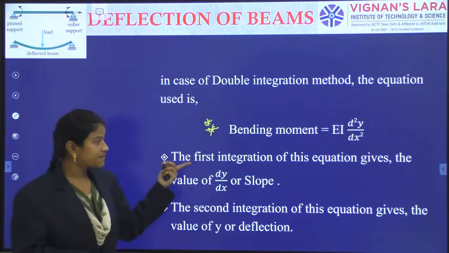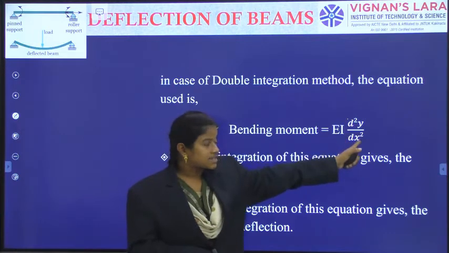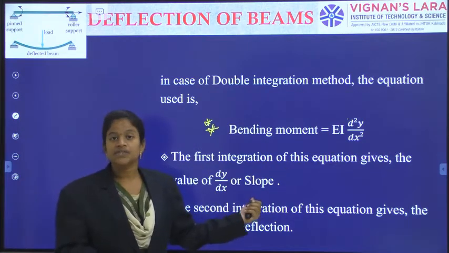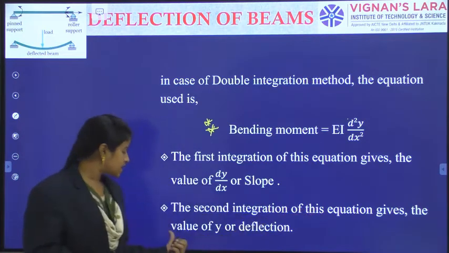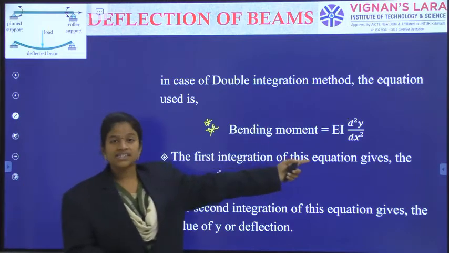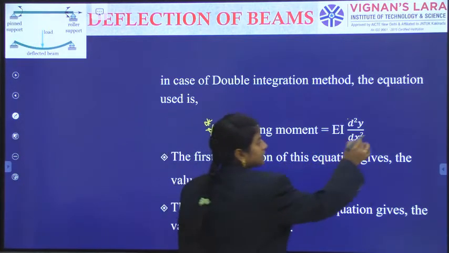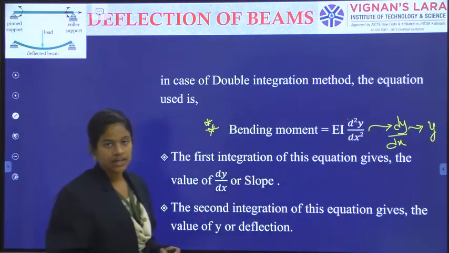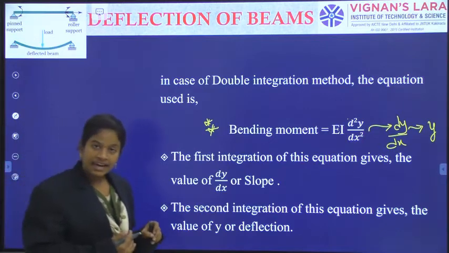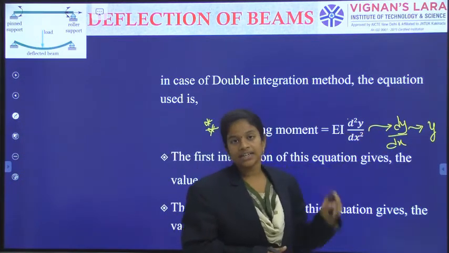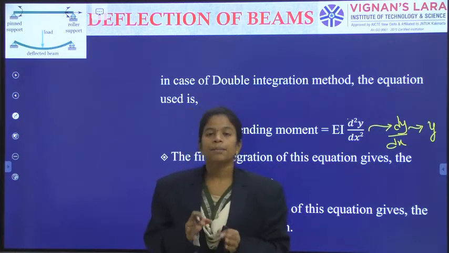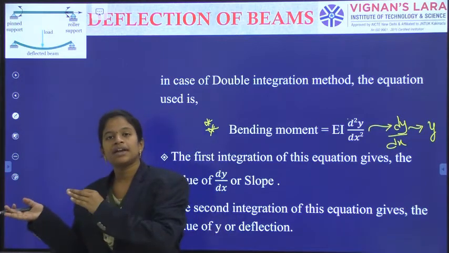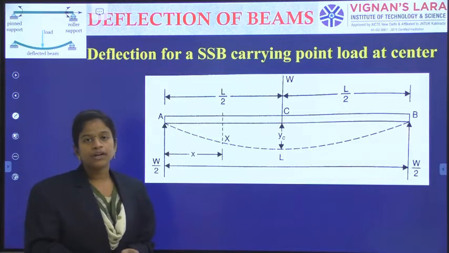How will we calculate? The first integration of this equation, integration meaning the square will be removed, gives dy by dx, which is the slope. Similarly, the second integration of this equation gives the value of y, which is the deflection. So the first integration will give slope and the next integration will give deflection. So it will be converted to dy by dx upon integration, and integrated to y upon the second integration. This is the way we calculate slope and deflection using the double integration method. The main thing you should remember is that I am using bending moment at a section is equal to EI d square y by dx square, and equating it to the original bending moment at the section.